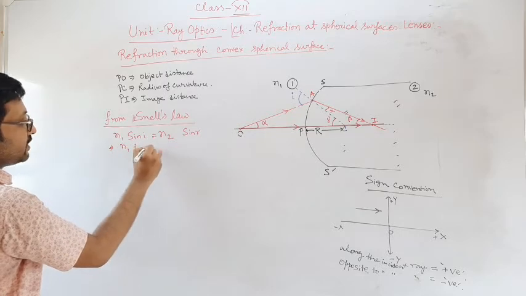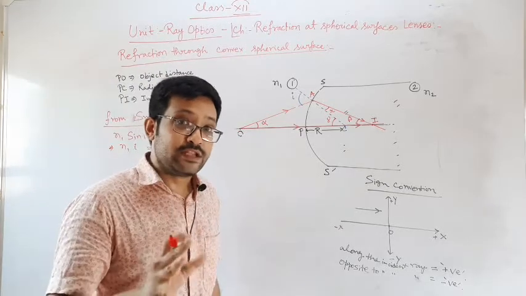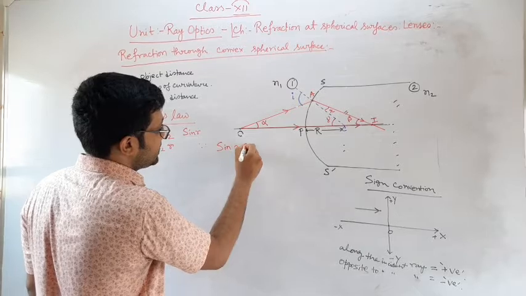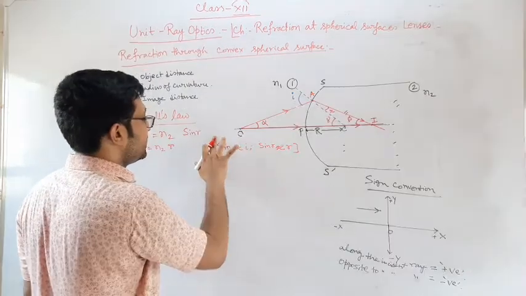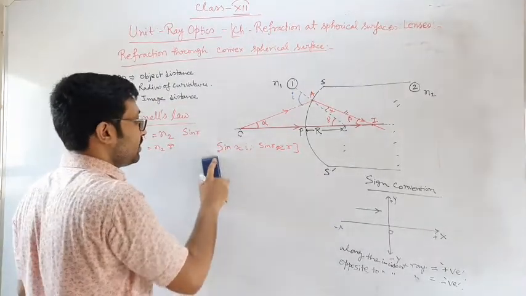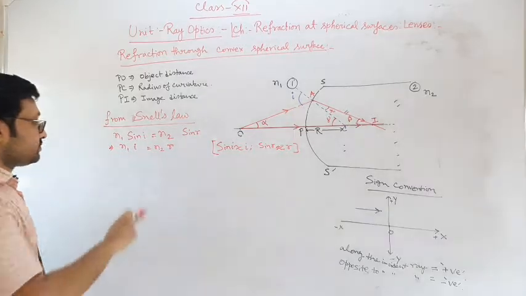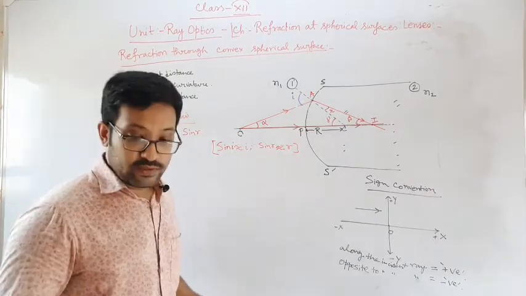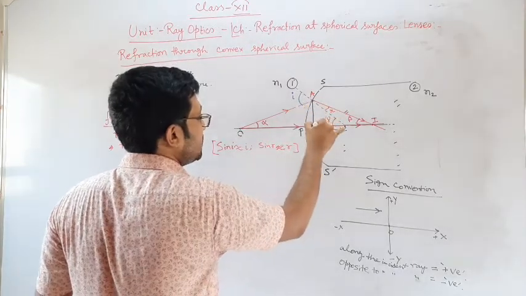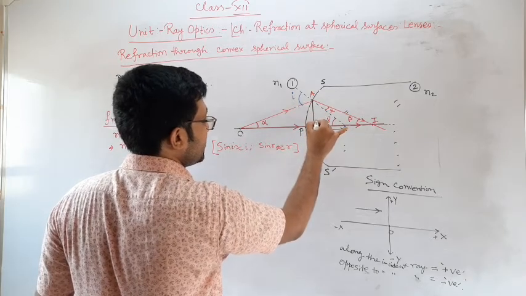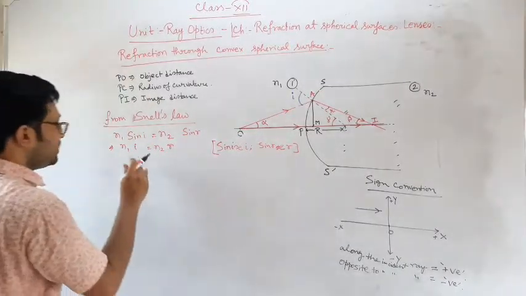So N1 i is equal to N2 r. Why have I written this? Because I have already said the angles are very small, so sine i can be written as i and sine r can be written as r. Now if I draw a perpendicular from point A, this perpendicular intersects the principal axis at point M.